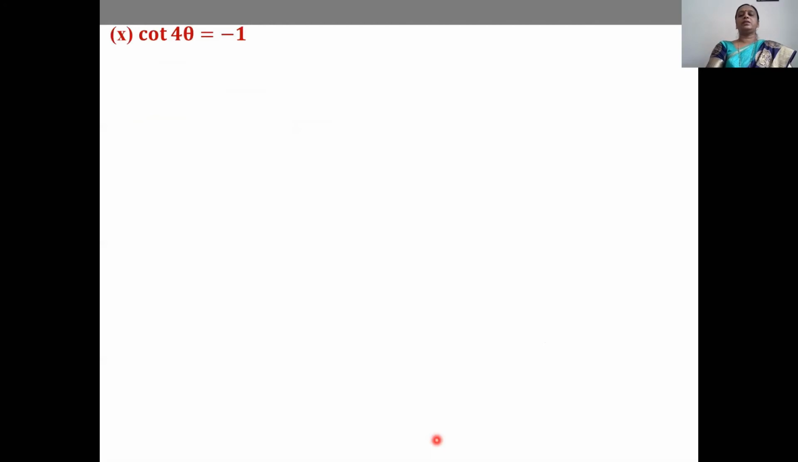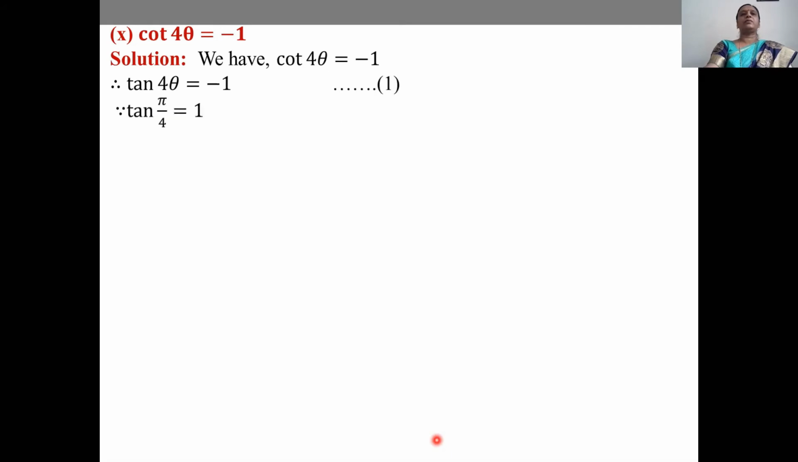cot 4θ = -1. In the solution, you write down cot 4θ = -1. Then take the reciprocal of cot, it will be tan 4θ = -1. You know that at the value of π/4, tan θ has value 1. Therefore, write down tan π/4 = 1. Then take the minus sign on both sides. You will get -tan π/4 = -1.